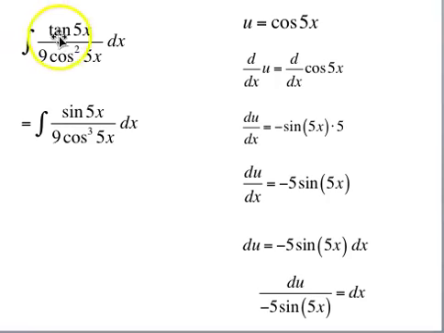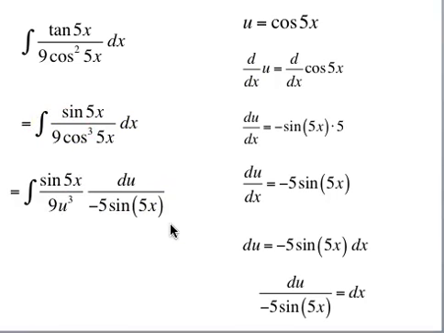So that'll be dx. Notice it'll cancel the sine 5x here. This is going to be u cubed, right? Cos cubed 5x, u cubed with a 9. The integral becomes this. Cancel out the sine 5x's, pull out a negative 1/5 times 1/9, so that's what, negative 1/45. All that's left is 1 over u cubed du.